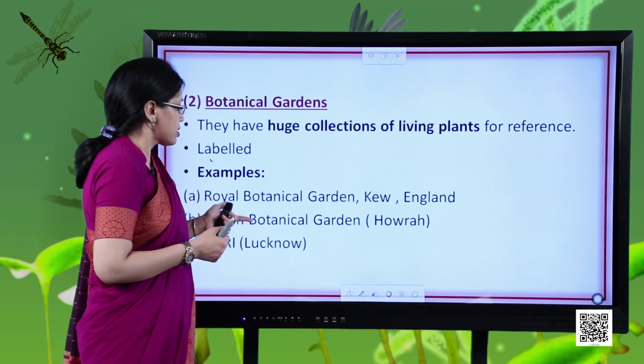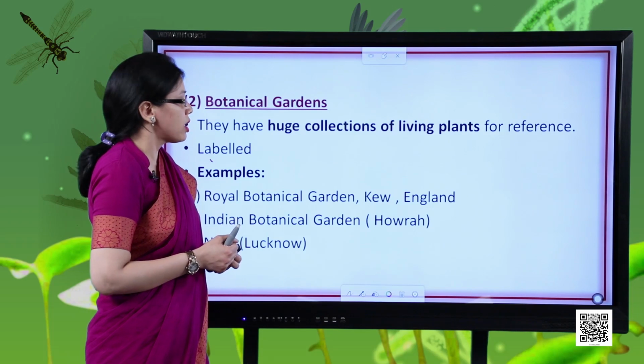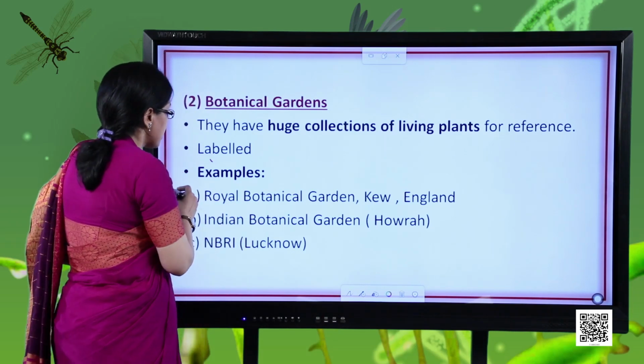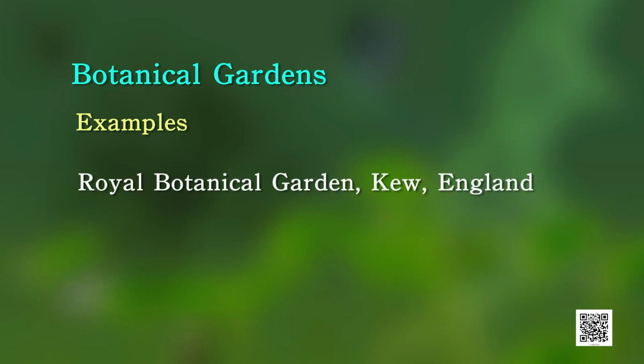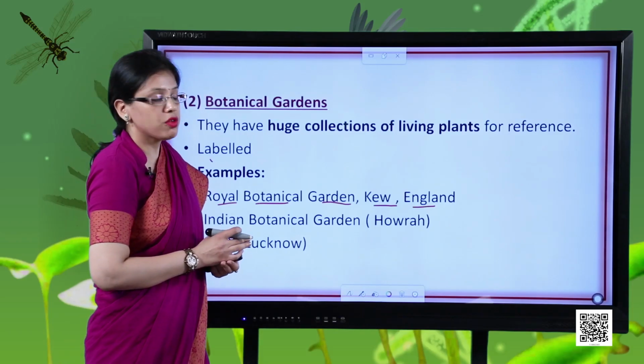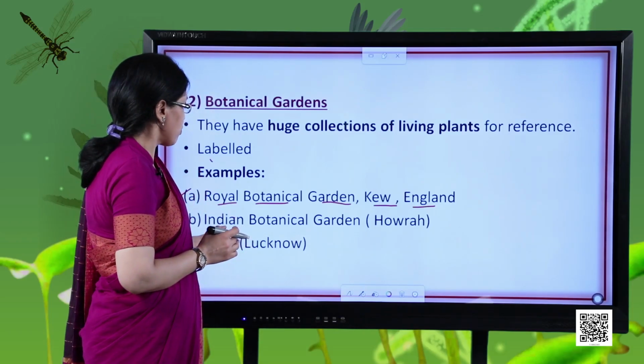Then let's discuss some of the famous botanical gardens. The largest botanical garden in the world is the Royal Botanical Garden, and this garden is present in Kew, England. Then in India also we have a large number of botanical gardens. These two are the more famous ones.